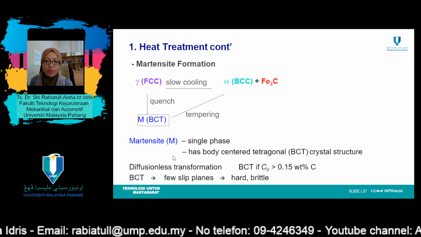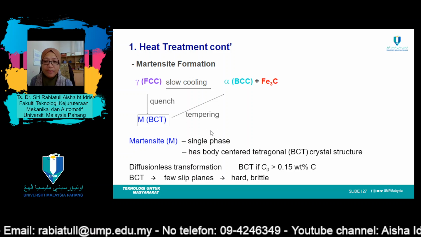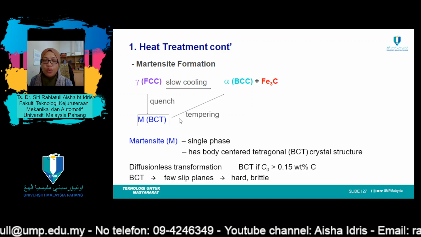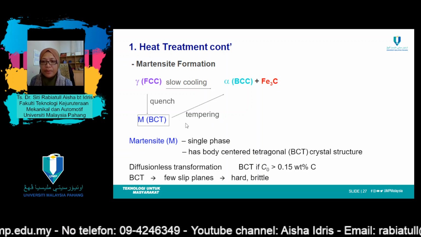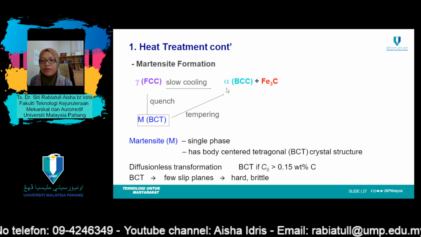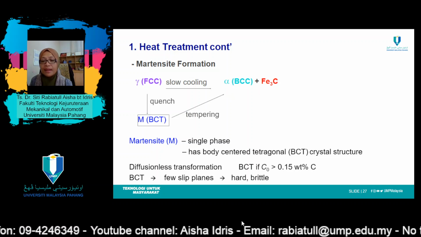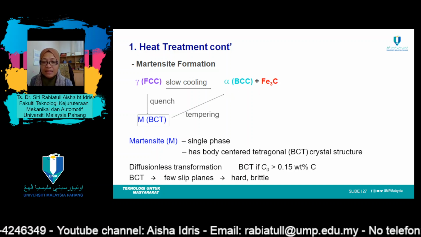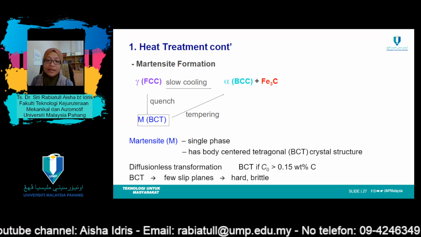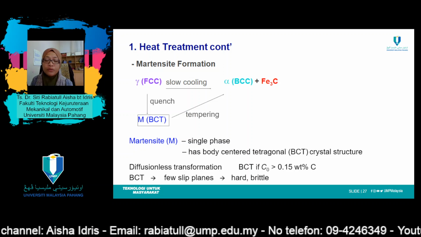And afterwards, we are going to learn tempering. Tempering from martensite, we introduce a tempering process, then it will change back to alpha ferrite and cementite. Martensite is very hard and brittle, and therefore its ductility is decreasing.